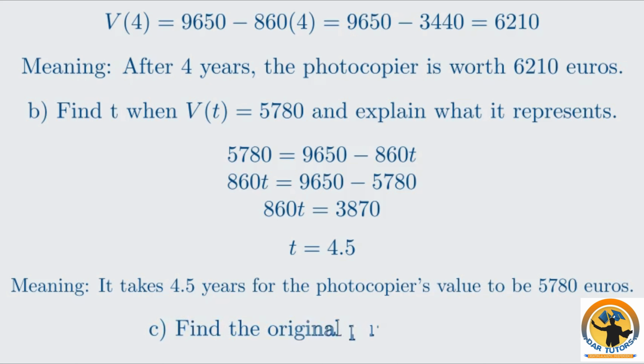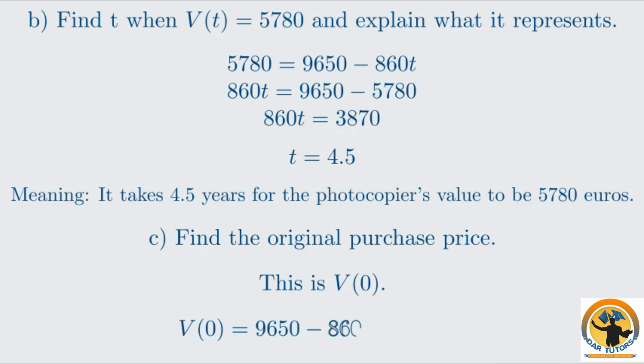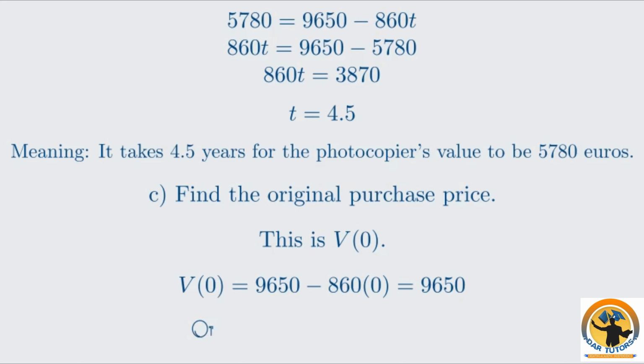Finally, let's find the original purchase price. This is the value when t equals 0. Substituting 0 for t gives 9,650. So the original purchase price was 9,650 euros.